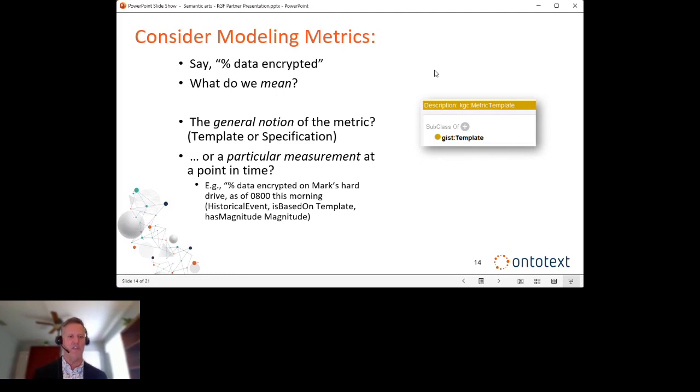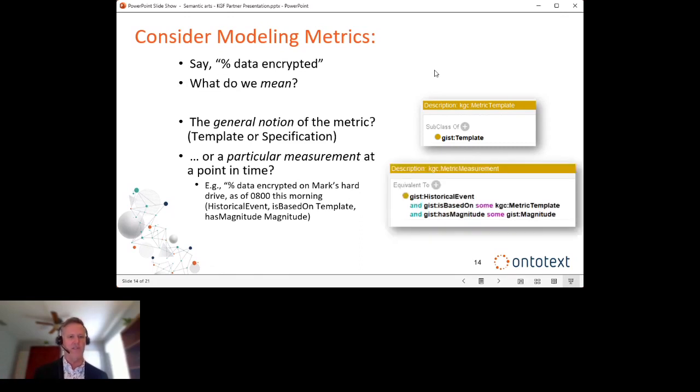So the general notion might be a template, and a particular measurement is like what is the percent of data encrypted on Mark's hard drive as of 8 o'clock this morning. In GIST, as mentioned, we have events and a few subclasses of events. So we would say, oh, now you're talking about a historical event, a metric that was measured at a particular time. The nice thing is GIST is based on predicates. So we might say a metric measurement is a historical event that's based on some template for the metric.